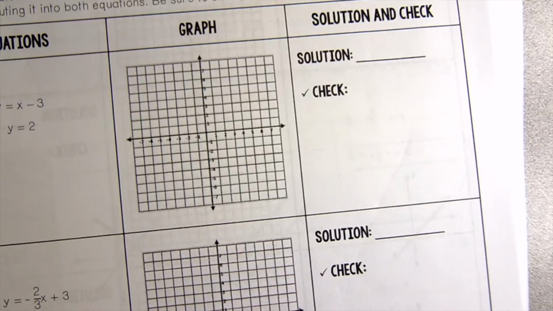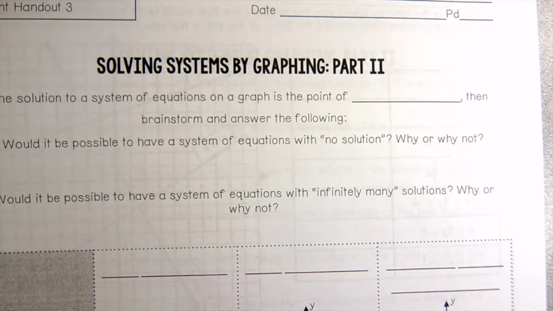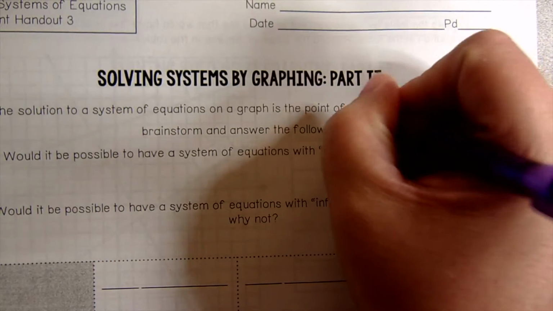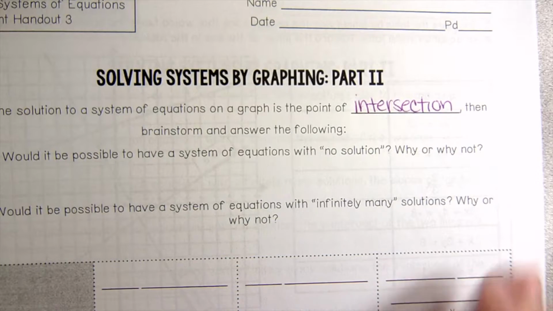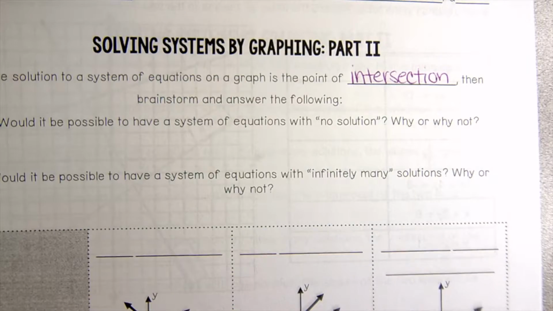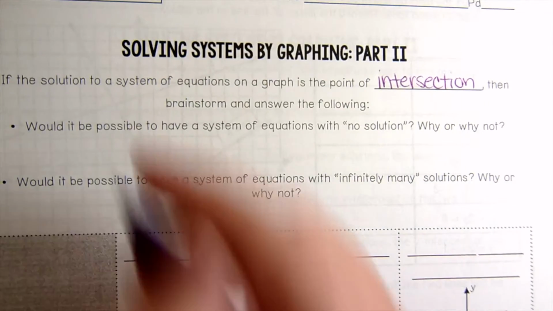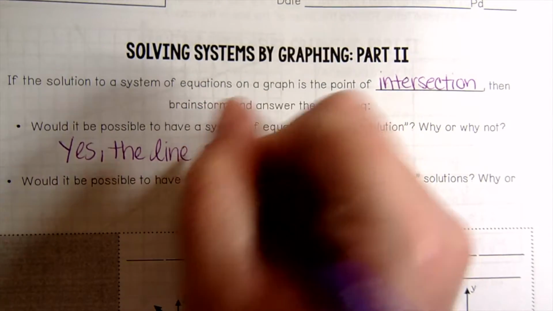All right, we are going to skip this page and go on to the page that says Solving Systems by Graphing Part 2. If the solution to a system of equations on the graph is the point of intersection, then brainstorm and answer the following. Is it possible for a system to have no solution? Yes. How so? They don't touch. Right. They never cross. If the lines never cross, they would have no solution.